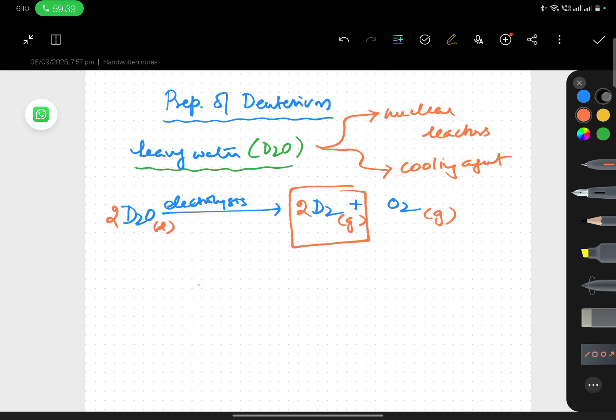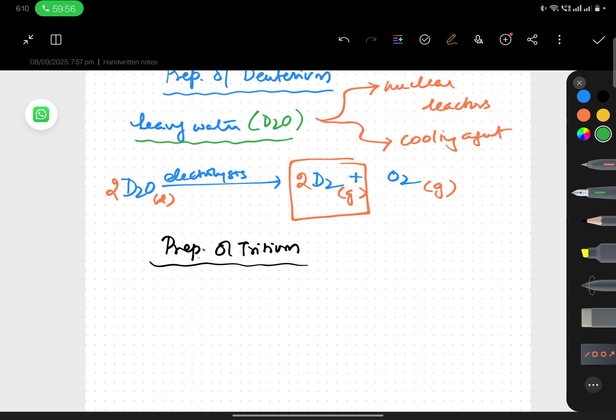Similarly, tritium cannot be prepared on our planet. Where can we do this preparation of tritium? In industry. It can be done in a controlled condition. What is that controlled condition? You can prepare it in nuclear reactors. Please make a note. You can prepare it from the nuclear reactor.